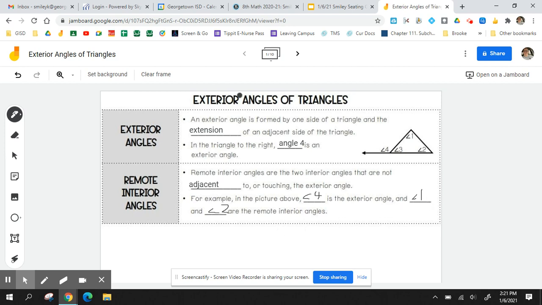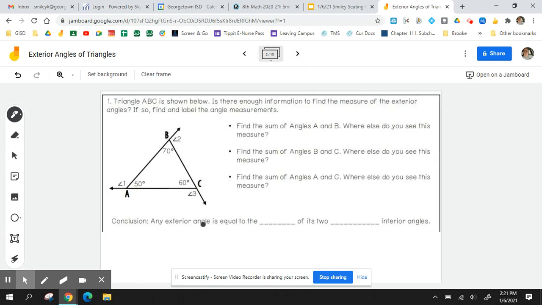All right. So let's look at the next part. If you need to pause it, write it in. Okay, so look at this first example. It says that triangle ABC is shown below. Is there enough information to find the measure of the exterior angle? If so, find and label the angle measurement. So find the sum of angles A and B. Okay. Where else do you see this measure?